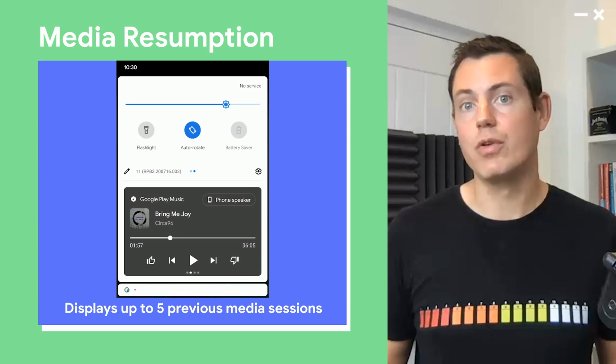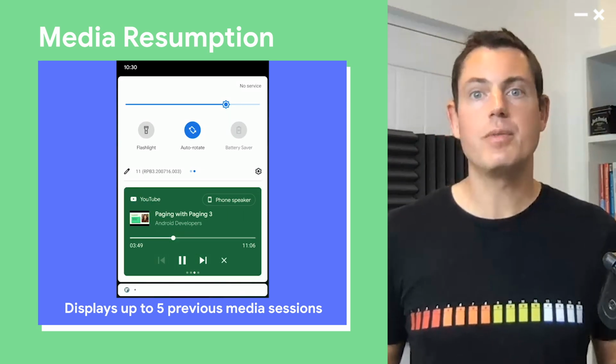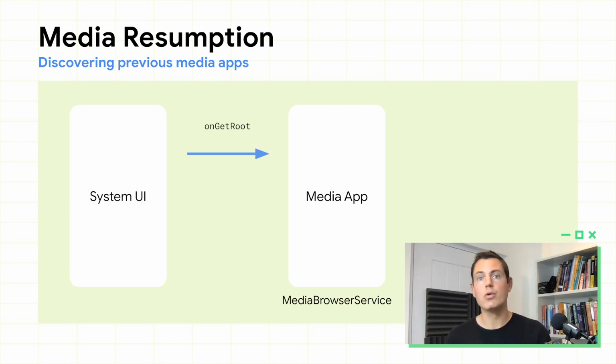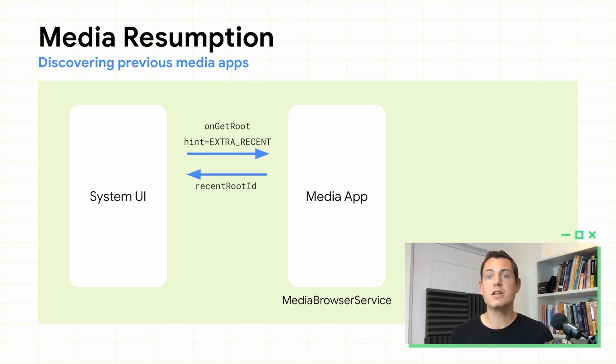It creates media controls for up to five recent media apps and puts them in a carousel below the quick settings area. To support this feature, your app must provide a media browser service. This allows the system to retrieve information about the content which your app recently played. After booting, the system UI will call your media browser service's onGetRoot method. Now, usually you'd return the root of your media tree from this method, but the system UI also specifies the extra recent hint. You should treat extra recent as a special case and prepare to resume playback where the user left off.